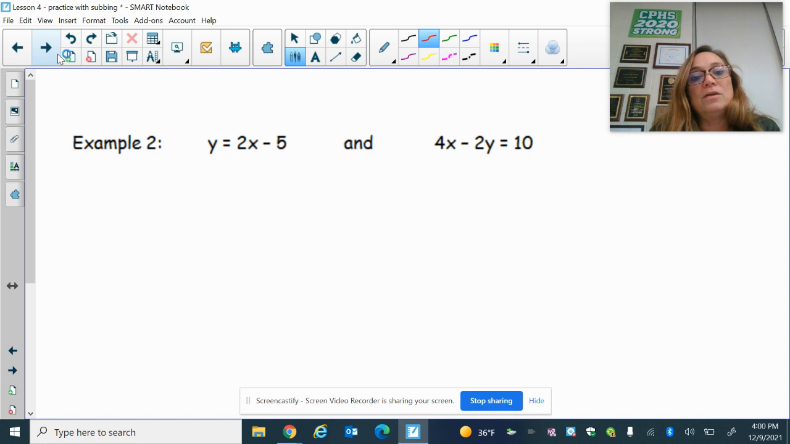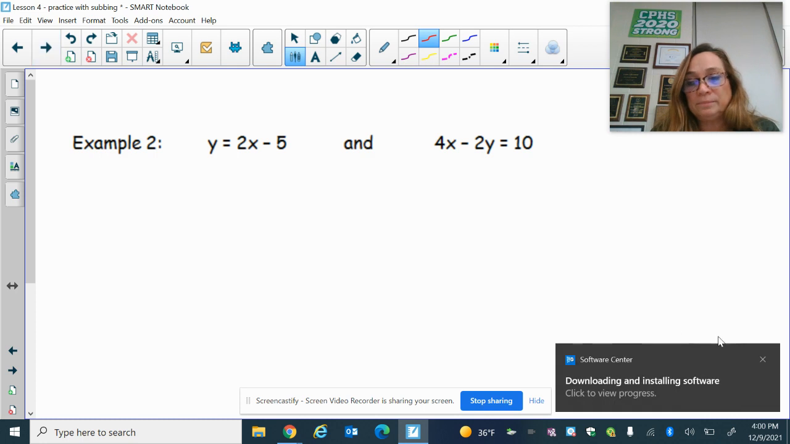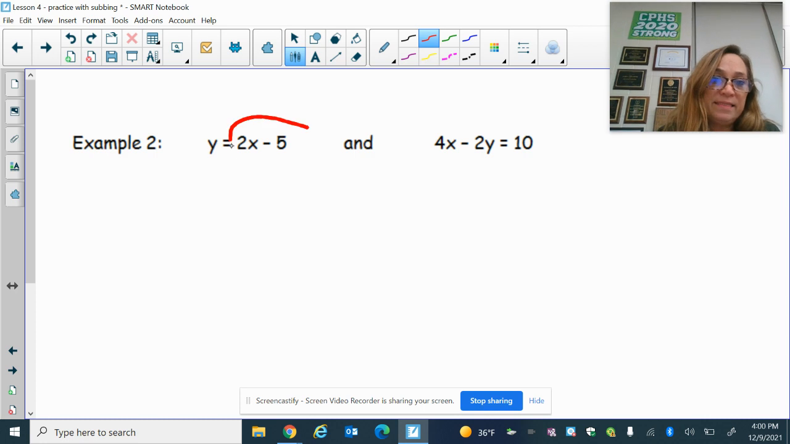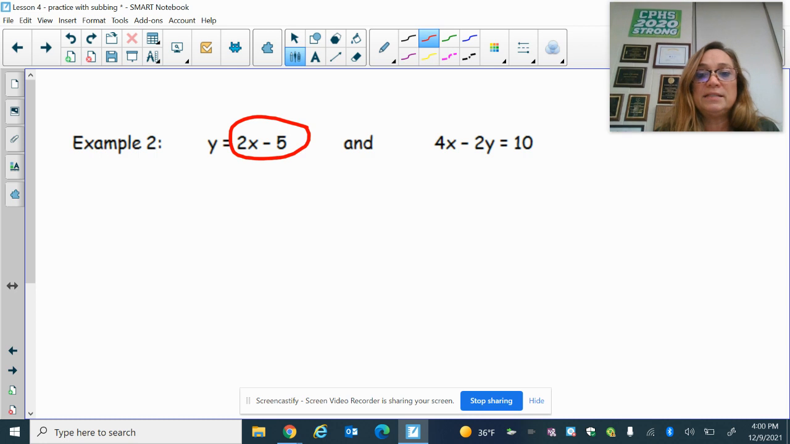Okay, so example 2, I'm going to do substitution again. I'm going to take this expression and substitute it right over here. And for that, you're going to need to use the distributive property.